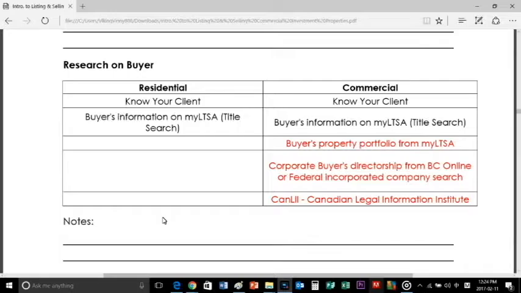Research on the buyer, residential and commercial know your client, buyer's information on My LTSA title search, commercial same. Commercial has buyer's property portfolio from My LTSA, corporate buyer's directorship from BC Online or Federal Incorporated Company Search, and CanLII, Canadian Legal Information Institute.